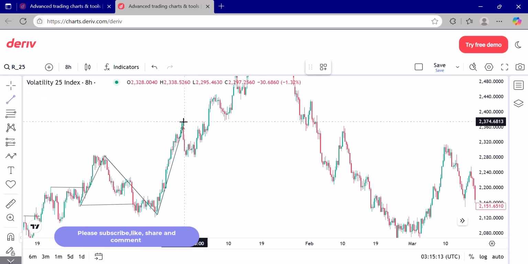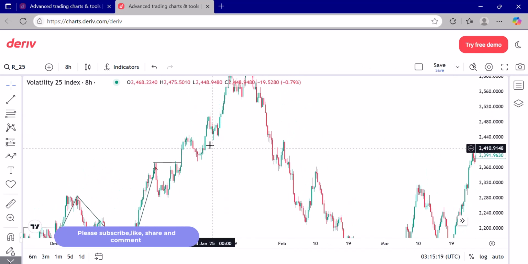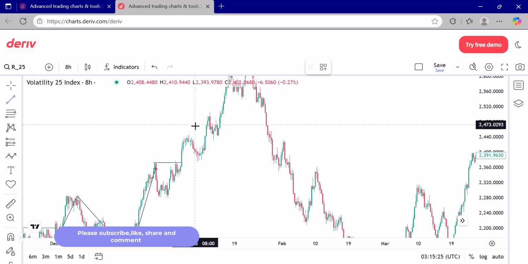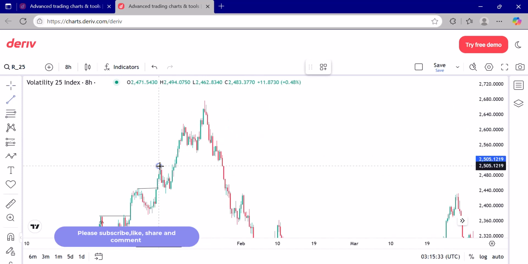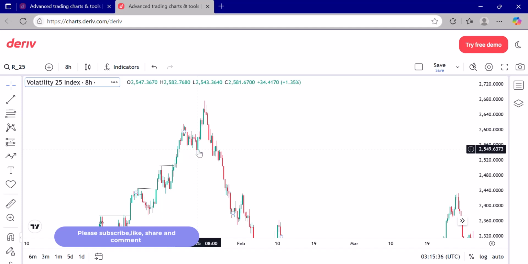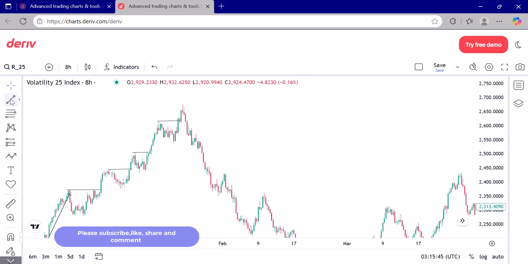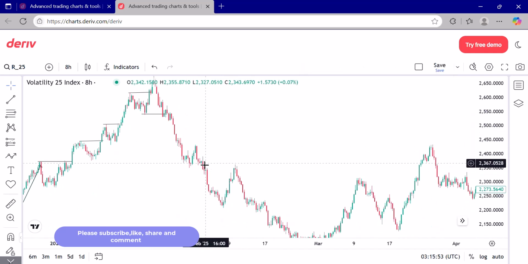There was a break of structure upward, and then a retracement, break of structure, break of structure, and then retracement, break of structure, break of structure, retracement. There's another break of structure here. And then when we now got to this point, there was a change of character here, meaning the market came and broke this low down.